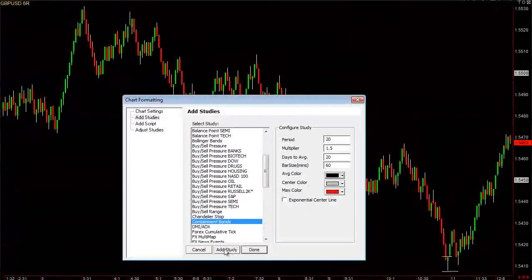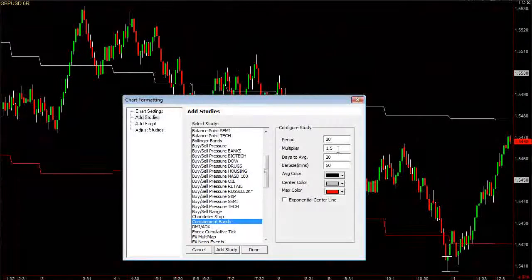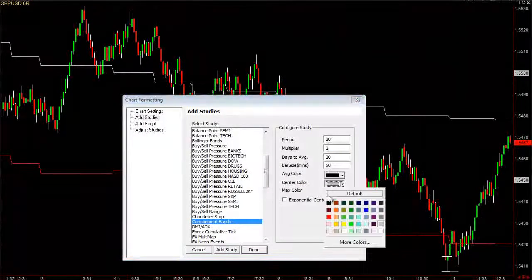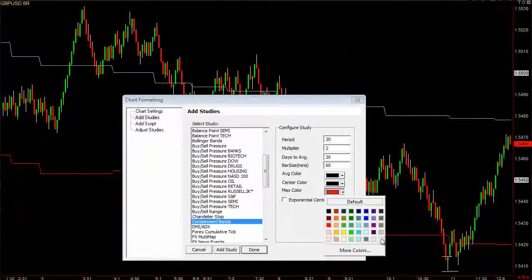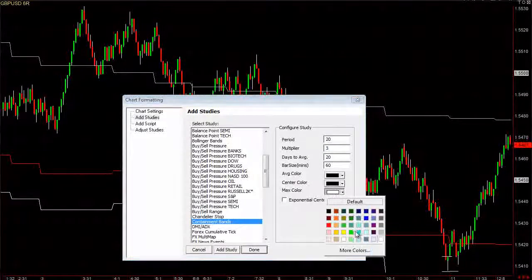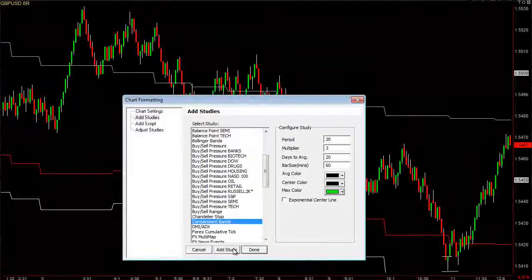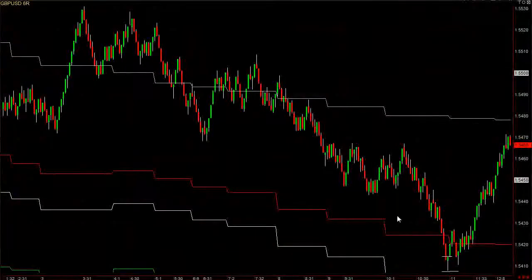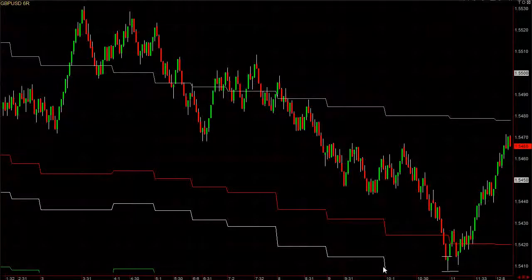The 1.5, 2, and 3 is what we use. I like to make the 2.0 band white, and the 3.0 band, which rarely ever gets hit, but when it does, there's about a 90% chance it's going to reverse probably in a few hours. This one was weak enough to hit and go through the red band. It wasn't quite at the white band.